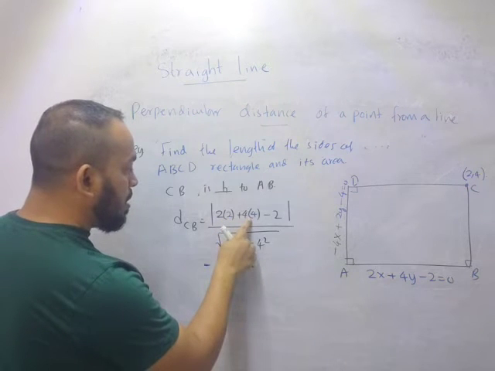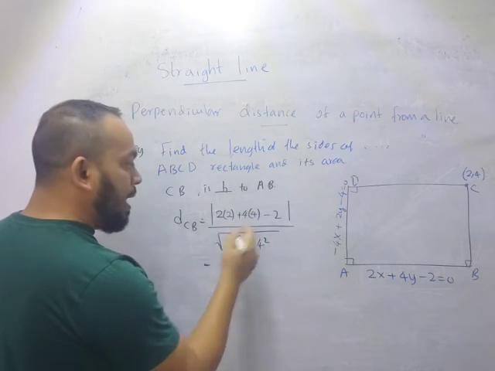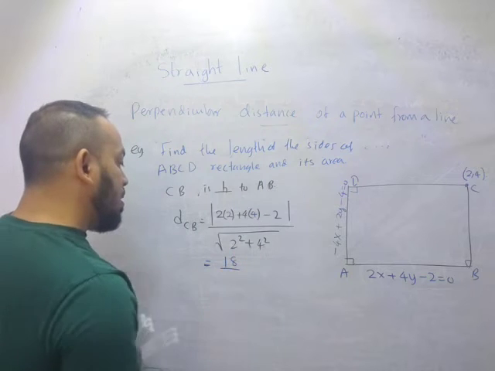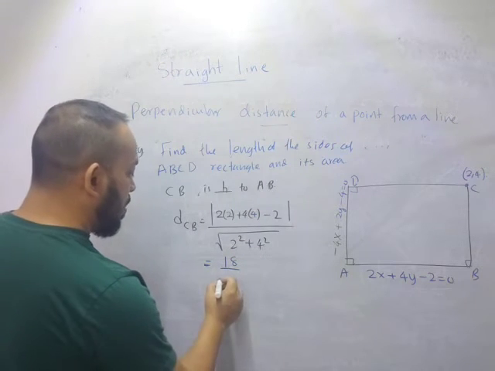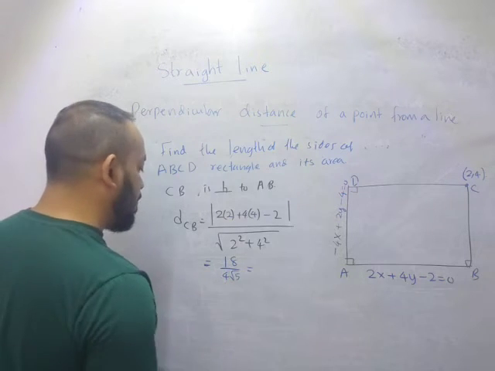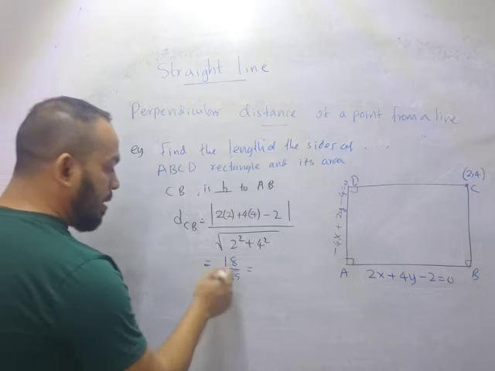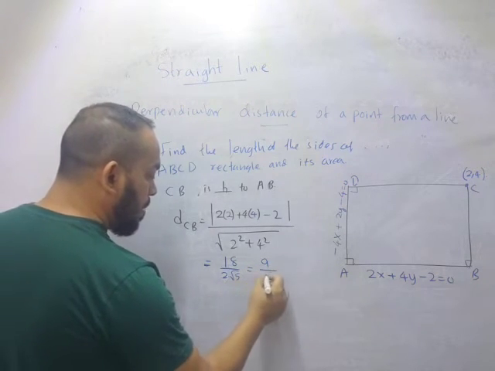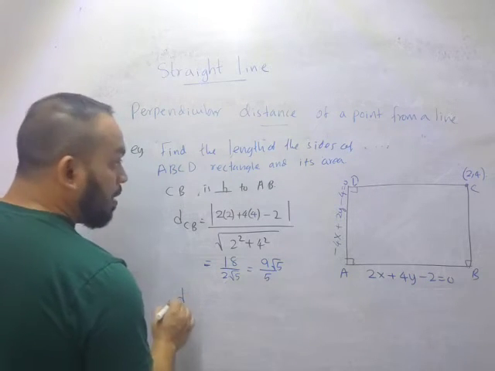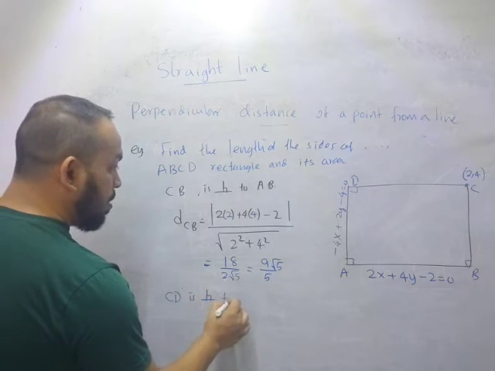Here 4, this is 16. 16 plus 4 is 20. 20 minus 2 is 18. So 18 and 18 divided by, this is 4 plus 16 that is 20, root 20. Root 20 is 4 root 5. Sorry, 2 root 5. 2 root 5. So we get 9 over root 5. So I'm going to rationalize the denominator and write this. Similarly, I can find CD. So CD is perpendicular to AD.